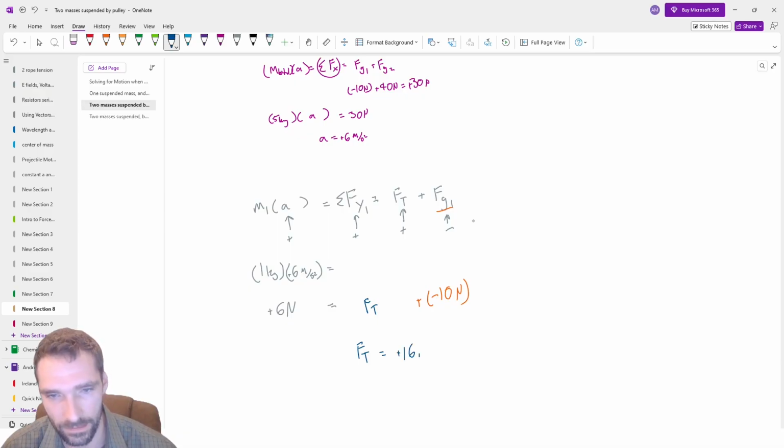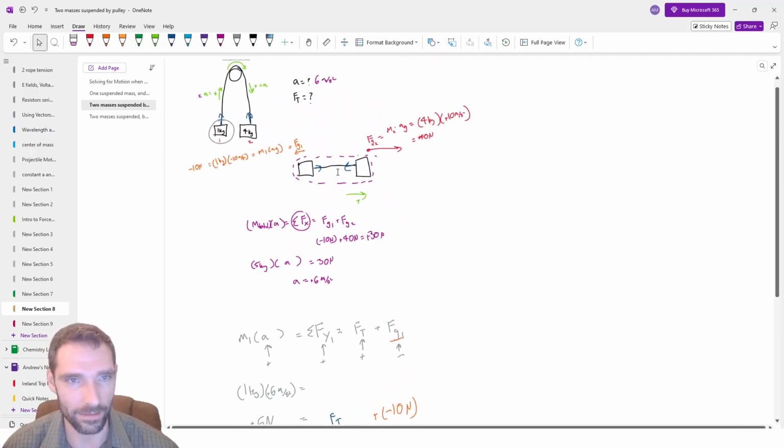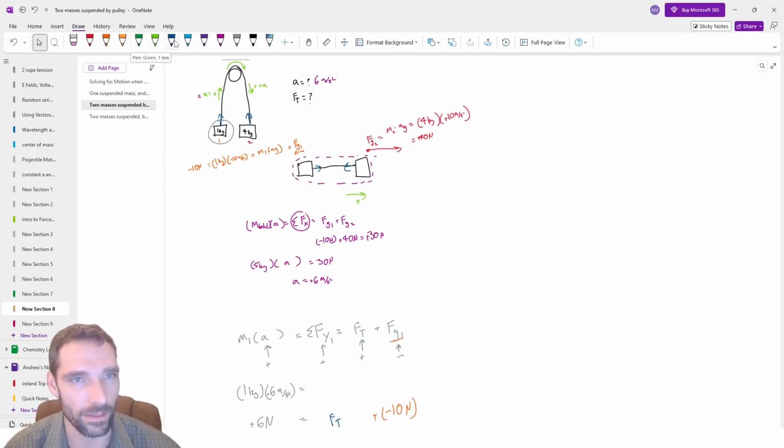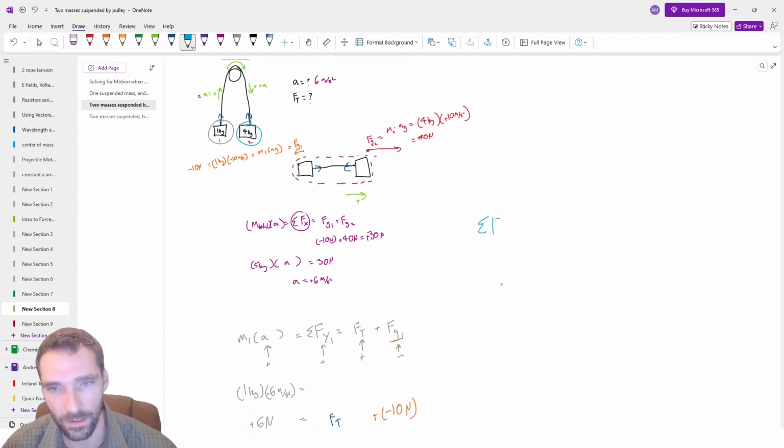Plus 16 newtons. So 16 minus 10 gives you 6 newtons. And we can check that also by looking at our other force diagram. Let's do that in a slightly different color, this light blue right here. So if we think about our sum of forces for object 2, that is equal to the force tension plus the F of G2.